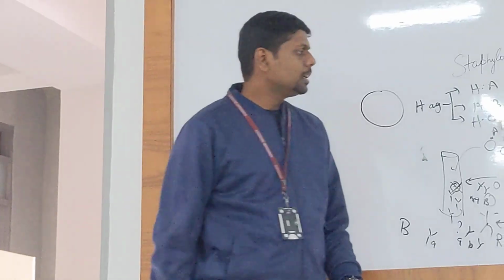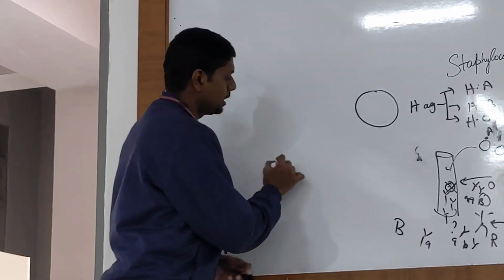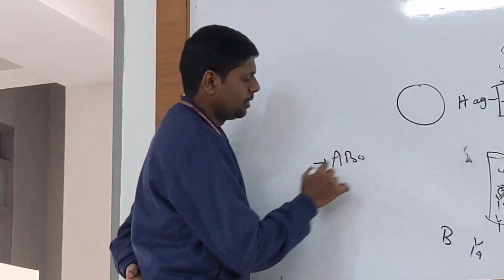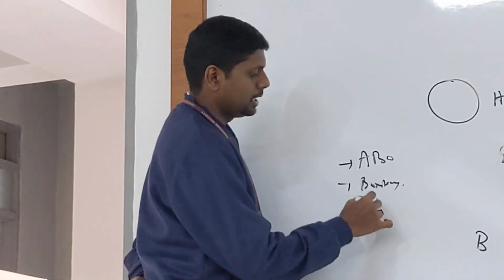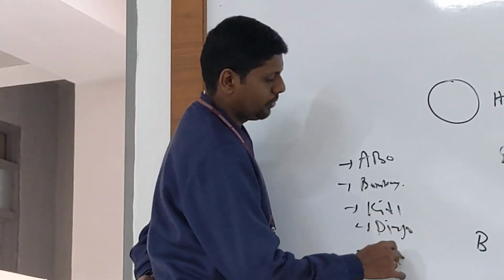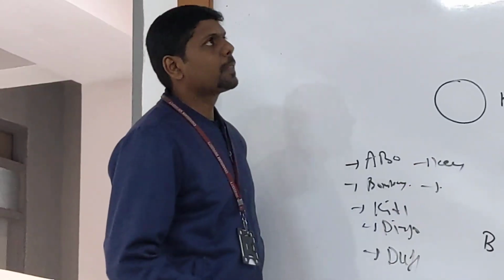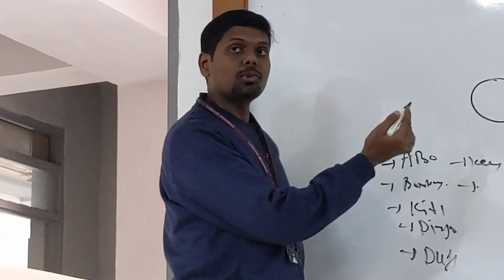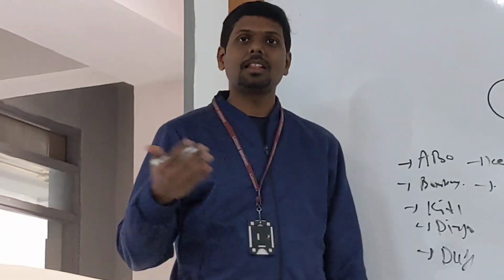Then on this topic, I need to tell you about other groups which we are not studying. The other groups are ABO, then Bombay group, then Kidd, Diego, Duffy, Kell. Then we have almost 20 groups. 20 different types of blood groupings are there. They are rare actually.